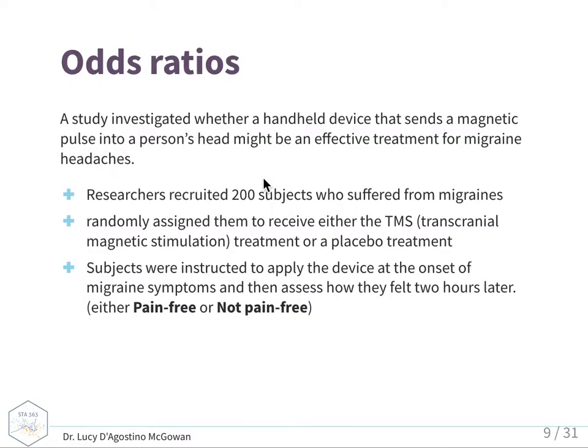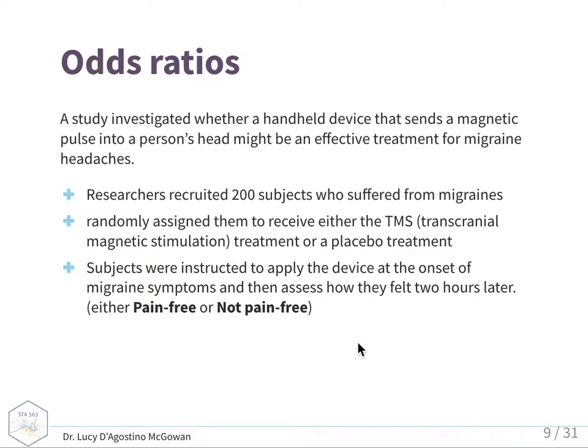Okay, so now let's talk about odds ratios. A study investigated whether a handheld device that sends a magnetic pulse into a person's head might be an effective treatment for migraine headaches. Researchers recruited 200 subjects who suffered from migraines, and they randomly assigned them to receive either this TMS, transcranial magnetic stimulation, which is the treatment, or a placebo.